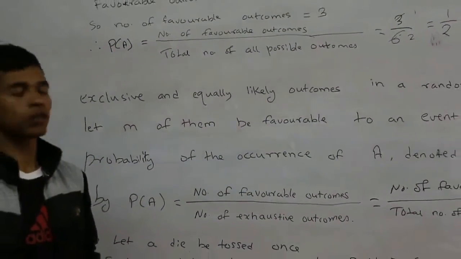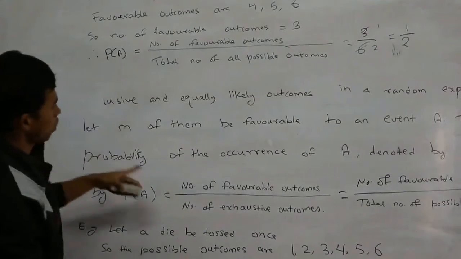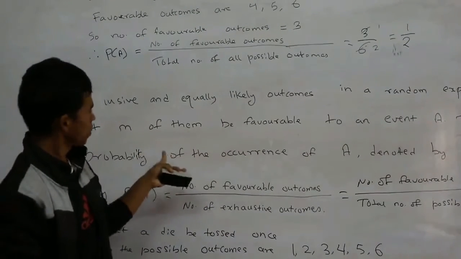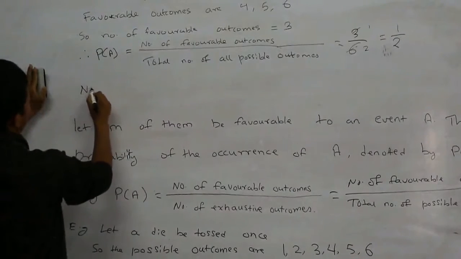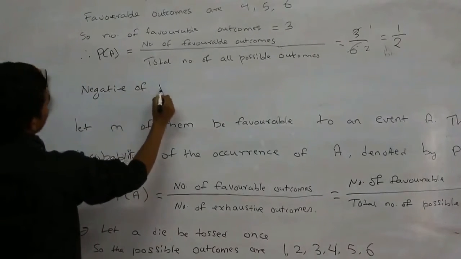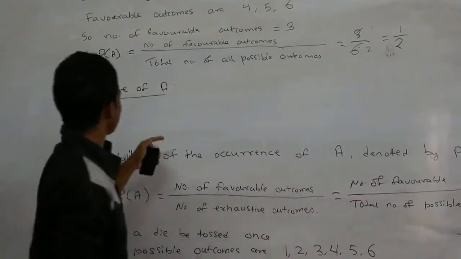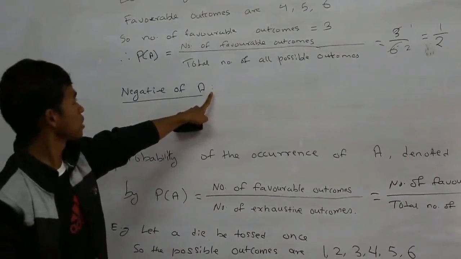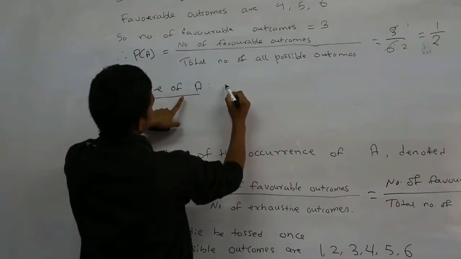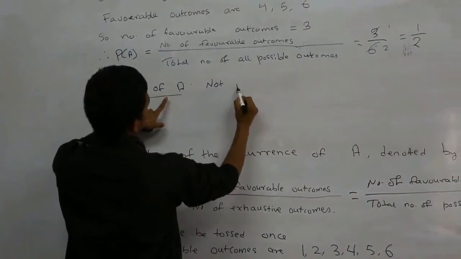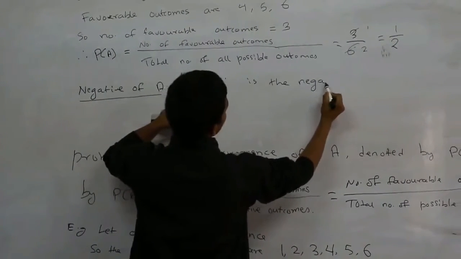So this is the definition of probability. And before going to the exercise, we will have one more thing to do, and that is called the negative of event A. Here we have this event A. We also have what we mean when we say negative of A. Negative of A, in simple sense, means those events which are not A. So we can write here negative of event A means not A. Not A is the negative of A.